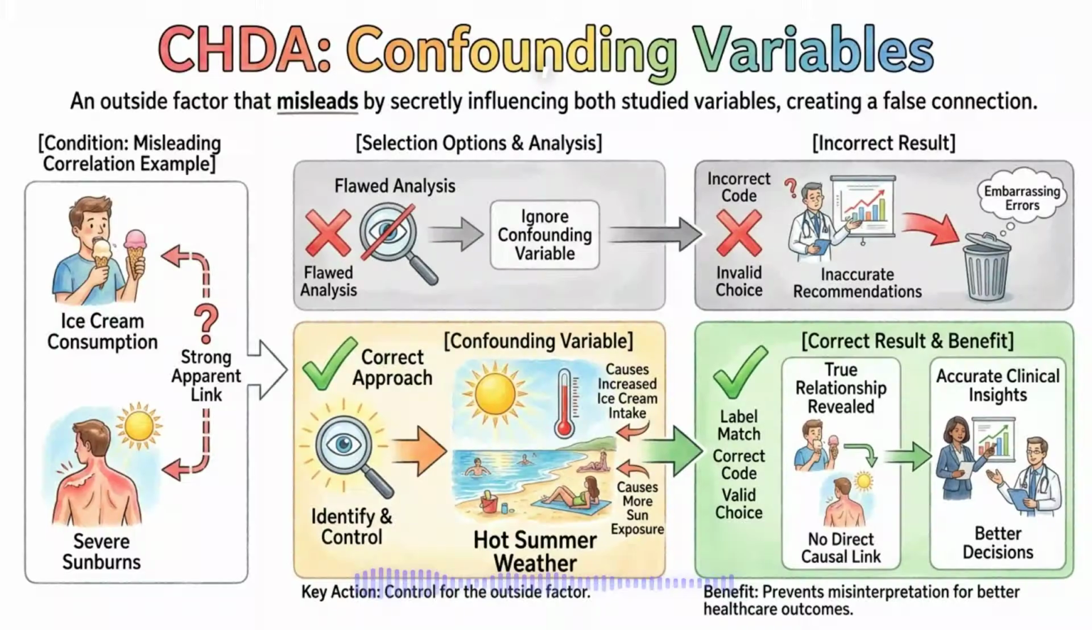During your analysis, you must constantly watch out for misleading mathematical illusions caused by confounding variables. A confounding variable is an outside factor that secretly influences both things you are studying, making them look connected when they are actually not. For example, a hospital might see a strong correlation between eating ice cream and getting severe sunburns. But the confounding variable is simply the hot summer weather causing both. Identifying and controlling for confounding variables prevents analysts from making wildly inaccurate and embarrassing clinical recommendations.